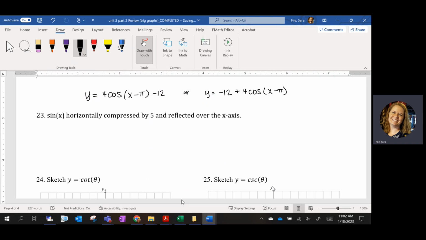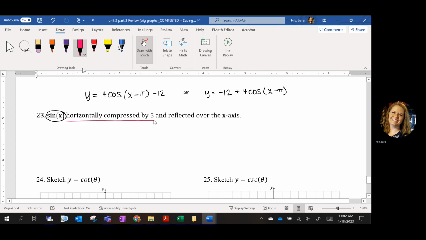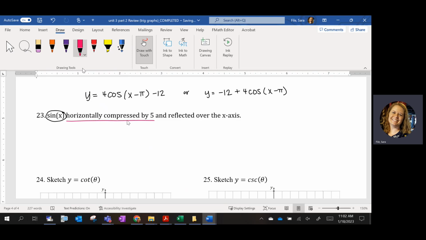Let's try 23. This one is sine horizontally compressed. So that's new. We haven't had one that's a horizontal stretch or compression yet. Horizontally, that's left and right. Compressed by 5, that means you're squishing it in. Like, so it's going to be a fifth of the width. You're squishing it in 5, so you could fit 5 and where it normally goes. Does that make sense? So what would your B value be? 5, because horizontal compression and stretch, remember, is the opposite of what you think.